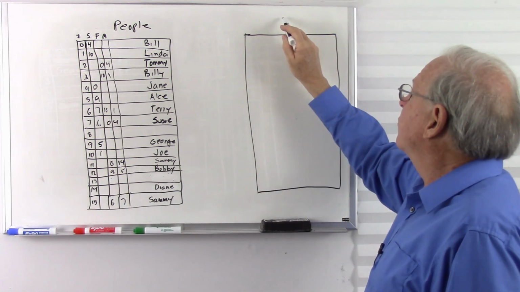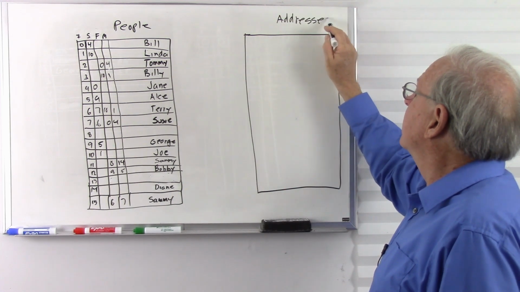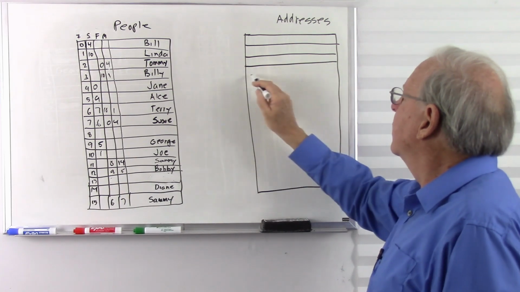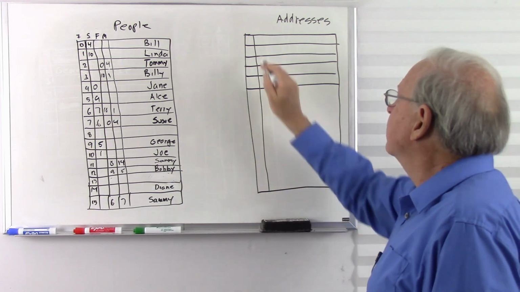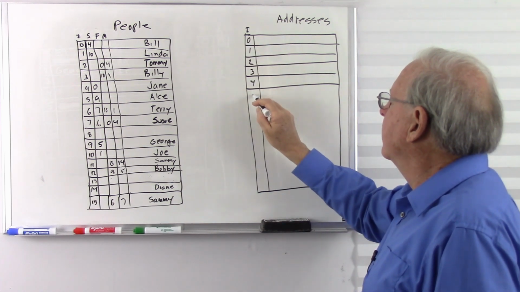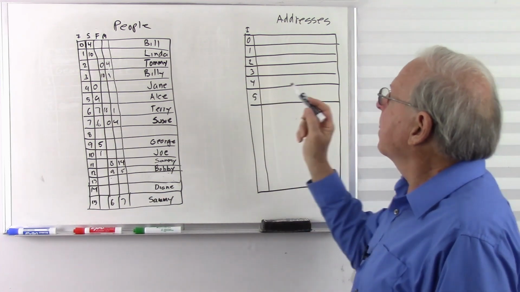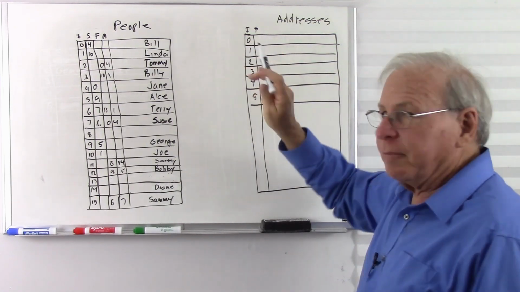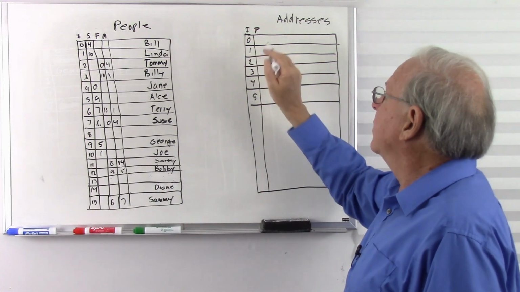So here's our addresses. Make some rows. Here's our index column: 0, 1, 2, 3, 4, 5, whatever. And let's start with Bill. And I'll make a temporary person column here. I'm not going to draw the line because we're actually not going to need it. So here's our person that ties back.